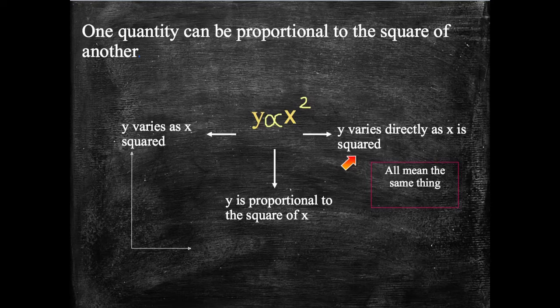Equally, we could see a graph that shows something like this. It's just showing that y increases as x squared. Y varies with x. Here's your x-axis and your y-axis. They all mean the same thing.